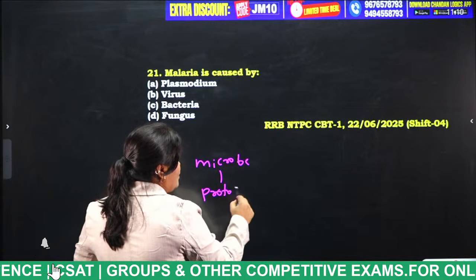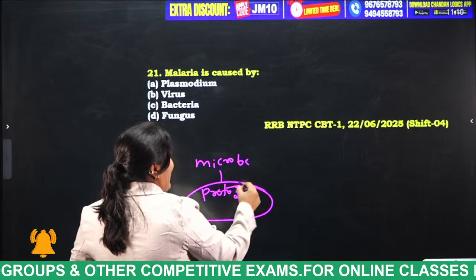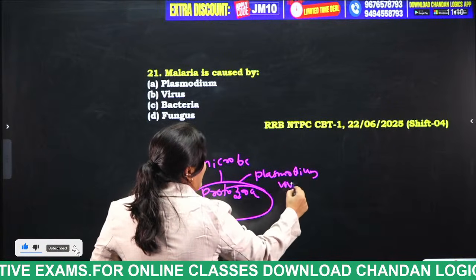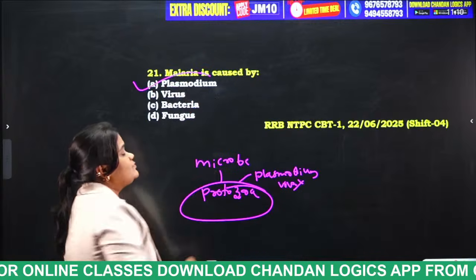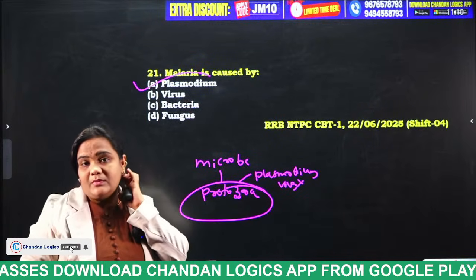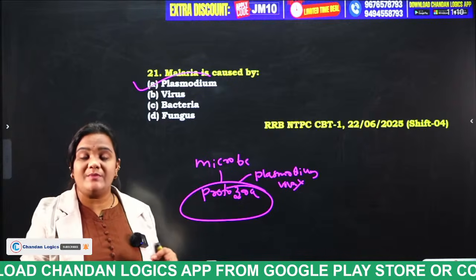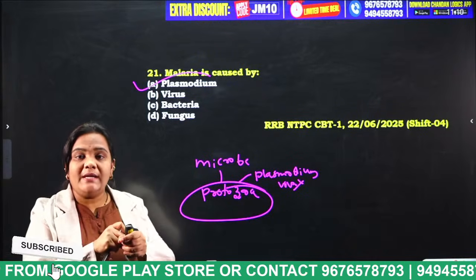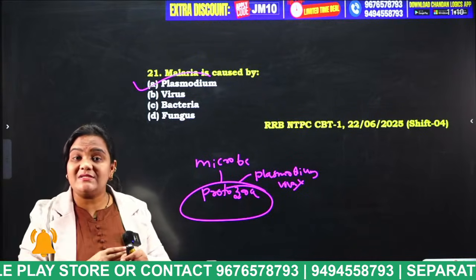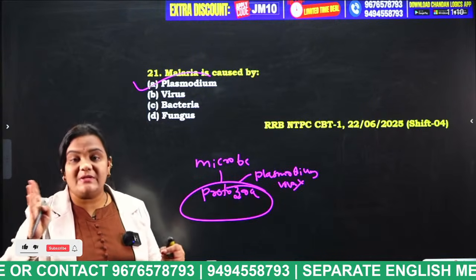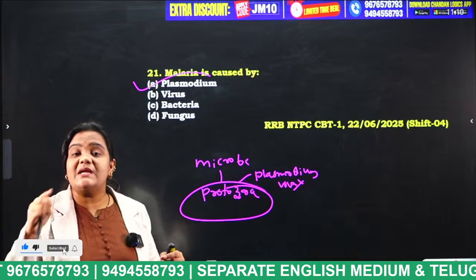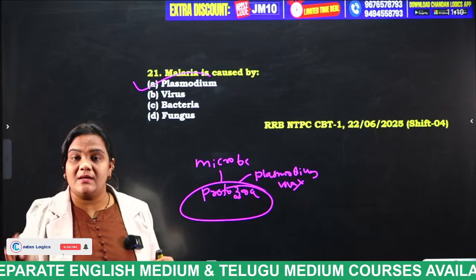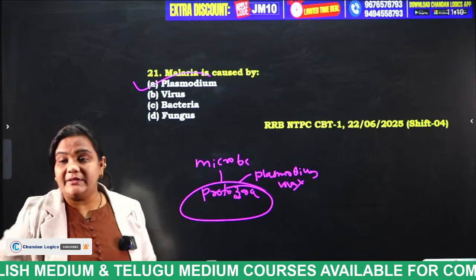What is the name of that microbe, students? Protozoa. What is the name of that? Plasmodium vivax. Three types of plasmodiums are there. When the Anopheles mosquito bites our human body, this plasmodium will directly enter into our liver and affect our RBCs, and in RBCs the single cell is going to be multiplied and it will release a poisonous substance known as hemozoin. That is a very dangerous substance.